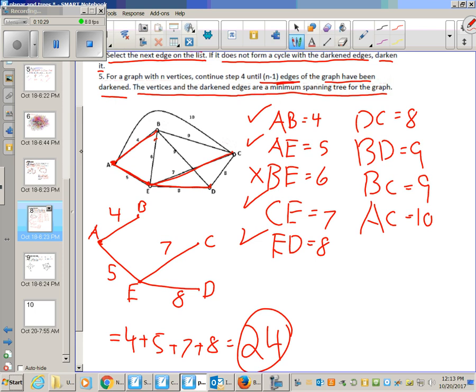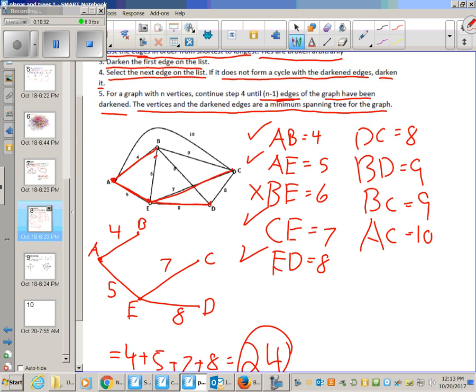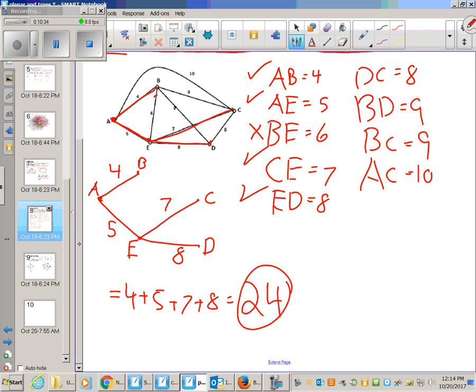It's a little bit long. All you have to do is be able to list all the edges in order, and then darken the edges based off of it. Make sense? Oh, 10 minutes. I gotta go.